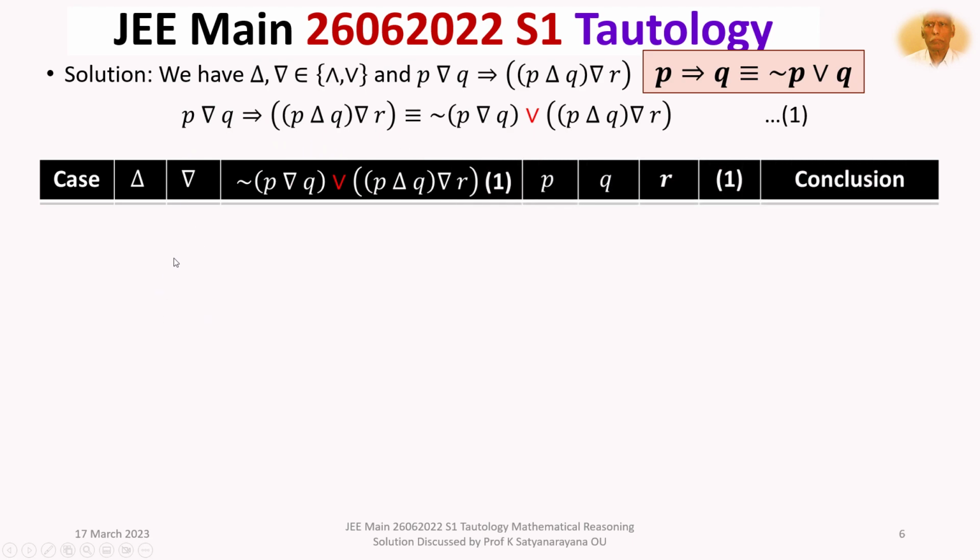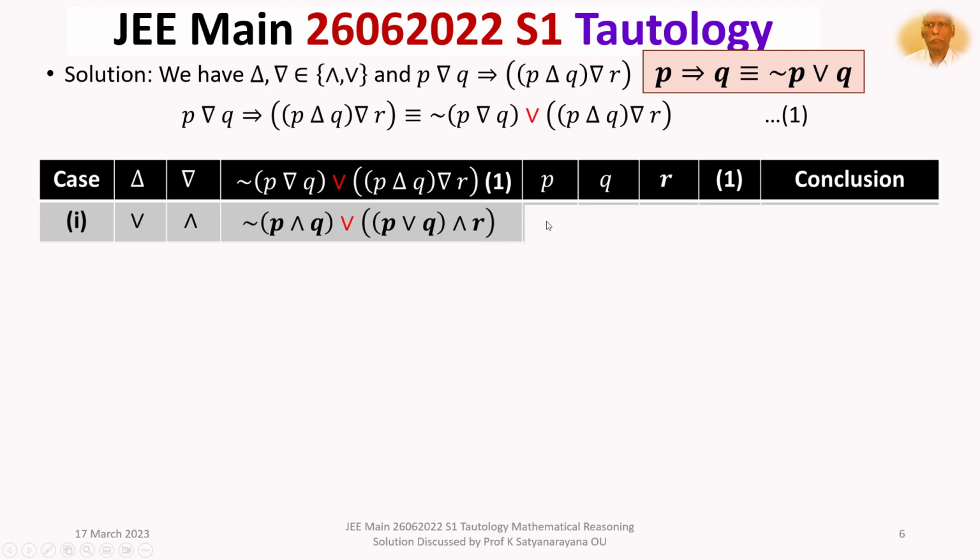Case 1, in which delta is R, and del is and. The Boolean expression 1 now becomes negation of P and Q, or P R Q and R. This is the Boolean expression 1 when delta is R, del is and. Now this is not a tautology.